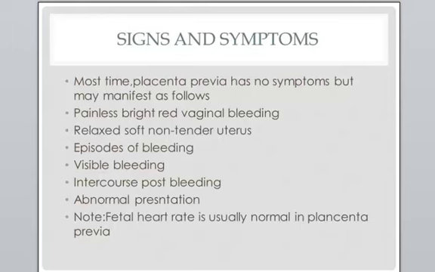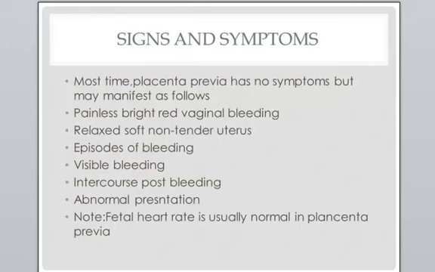So once you see a patient with bright red vaginal bleeding, the uterus is relaxed, non-tender and soft, then you know that this patient probably has placenta previa. There might be visible bleeding from the vagina if such a patient engages in sexual intercourse, because the placenta is located in the lower uterine segment. Then definitely there is a possibility that this patient will bleed after intercourse.